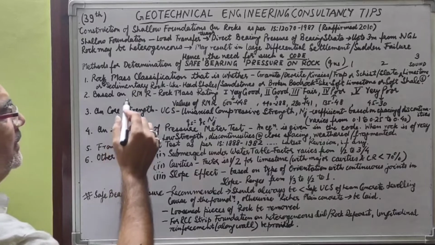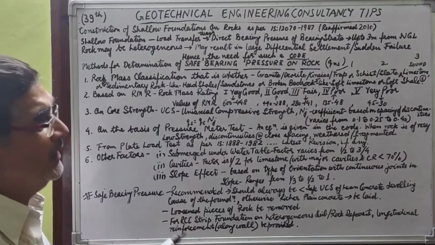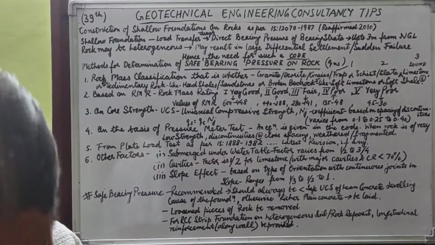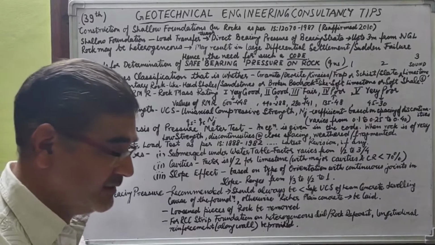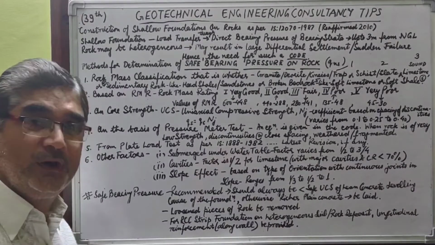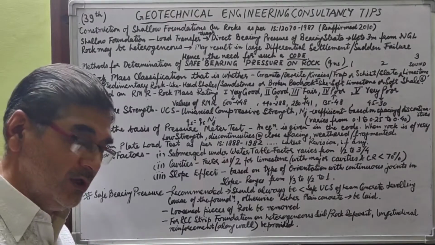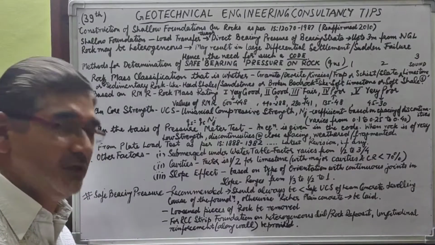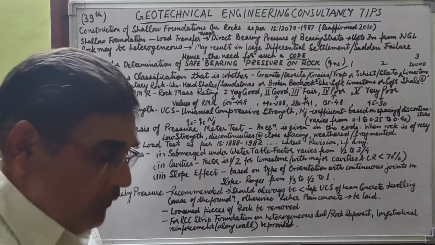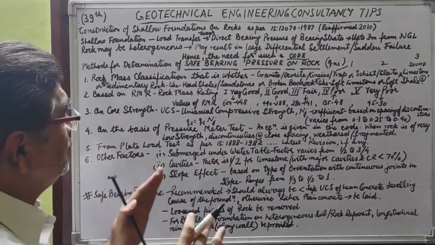Now the second is RMR, rock mass rating. Rock mass rating is basically a sum value of rating the rock based on 6 properties. And what are those 6 properties? The UCS, Uniaxial Compressive Strength of rock, RQD, rock quality designation of rock, spacing of discontinuities, condition of discontinuities, groundwater condition, orientation of discontinuities, adjustment for joint orientation. These sub-values we obtain on the rock core, and the sum total is what we call rock mass rating.